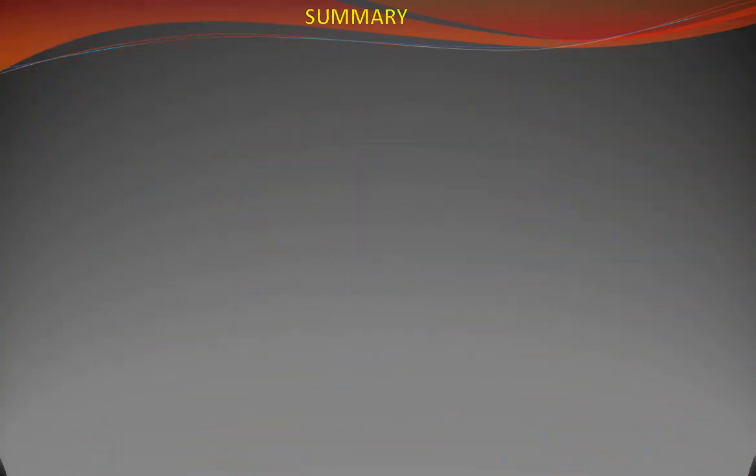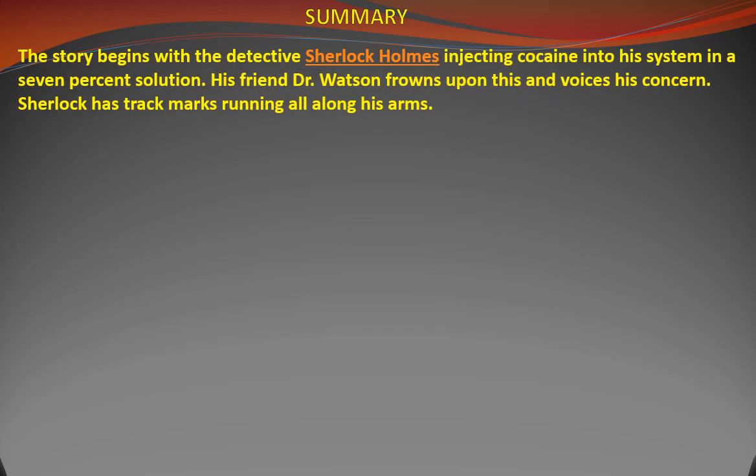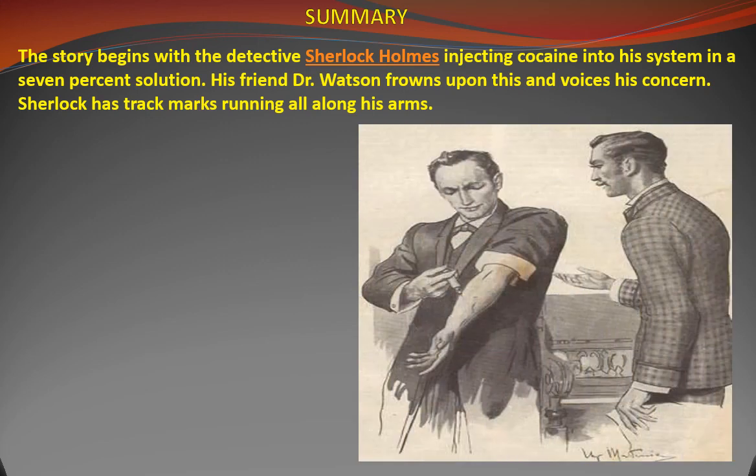Now let us understand the story of the novel. The story begins with the detective Sherlock Holmes injecting cocaine into his system in a 7% solution. His friend, Dr. Watson, frowns upon this and voices his concern. Sherlock has track marks running all along his arms.